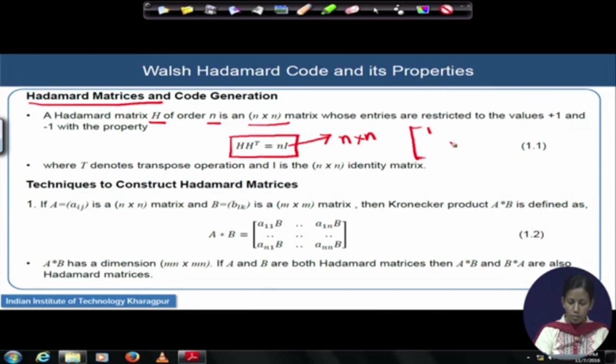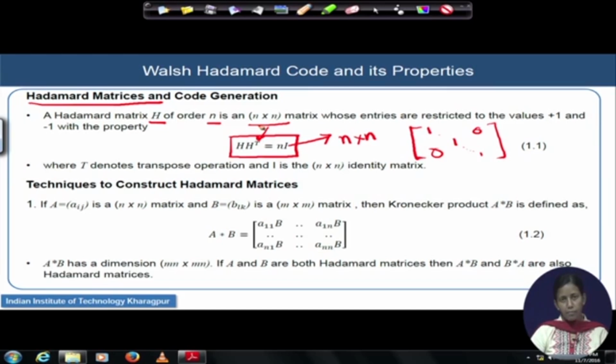So, the construction will be like this. With I for an identity matrix, and the T here denotes the transpose operation on the matrix. So, H times H transpose should boil down to an identity matrix multiplied by the order number.